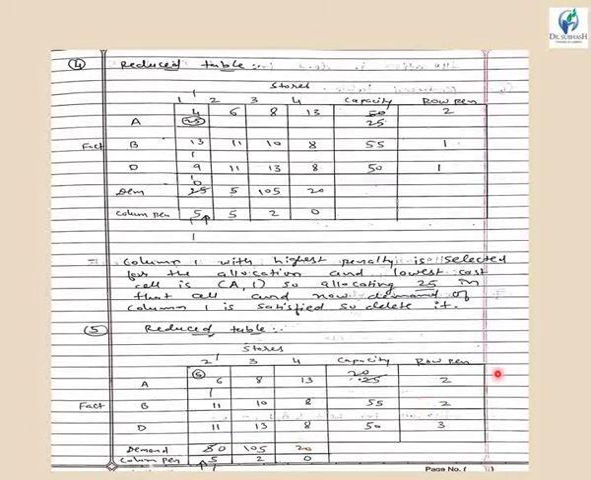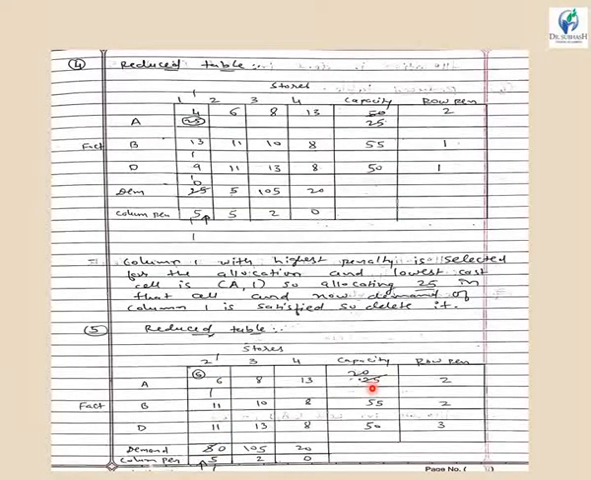Now again calculating the penalties of rows and columns. So for the first row A it is 2, for B it is 2 and for the D row it is 3. Similarly for column it is 5, 2 and 0. So the largest penalty among these rows and columns, that is this column is having 5, so I am going with this column to do the allocation. Now the lowest cost cell in this is 6, so the demand is 5 and the capacity is 25.